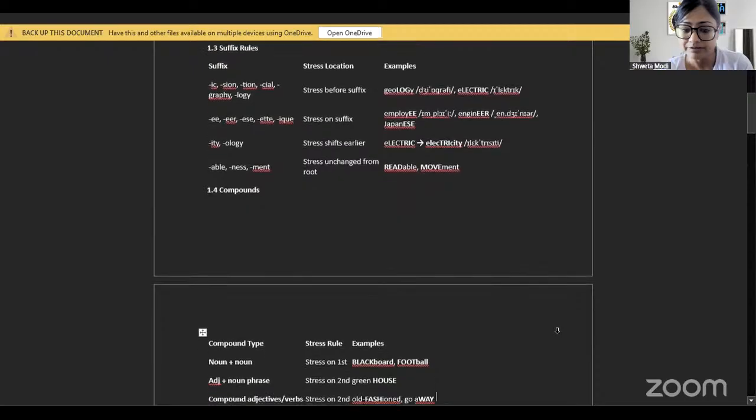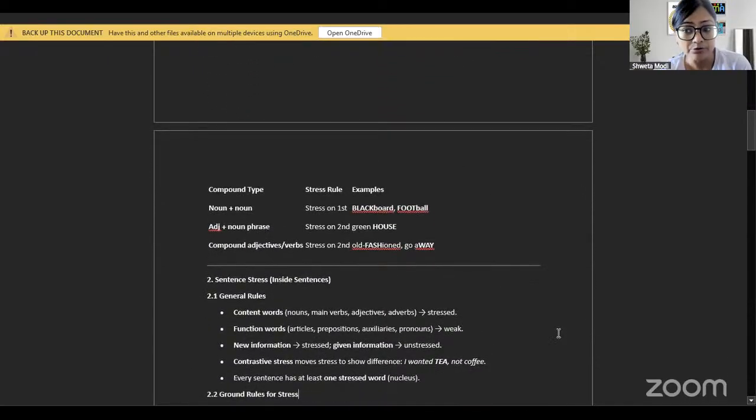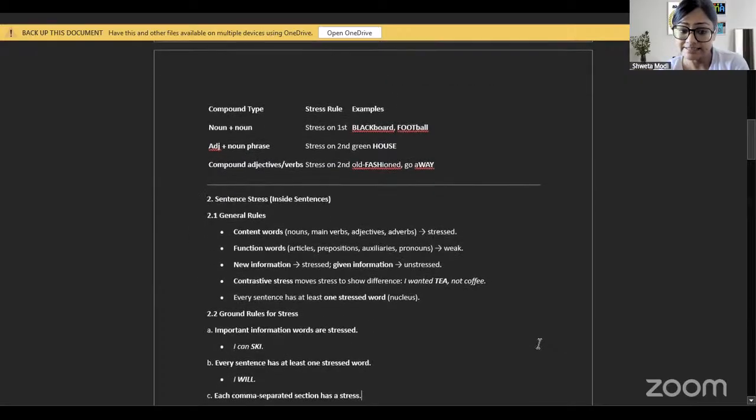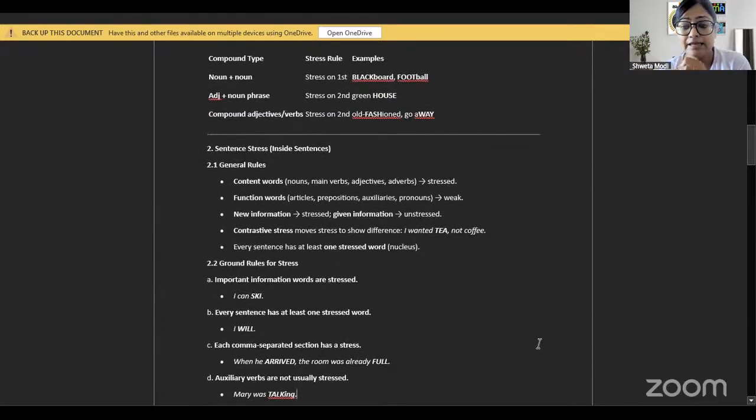Okay. Now, coming to the next rule, if you have a compound word and you have two nouns, stress will be on the first noun. But if you have two words where one is an adjective and another one is a noun, then stress will be on the noun. Now, if we talk about sentences, there are some general rules. Nouns, verbs, adjectives, main verbs, and adverbs are always stressed, but the functional words like articles, prepositions, auxiliaries, and pronouns are weak. If there's new information, you have to stress on the new information, but if it is given information, you do not stress there.